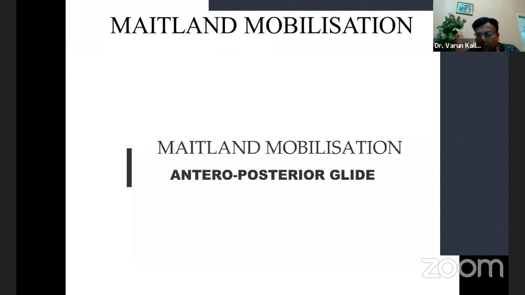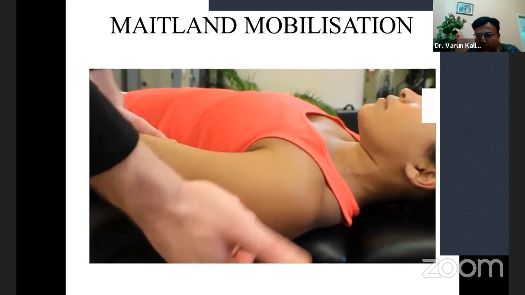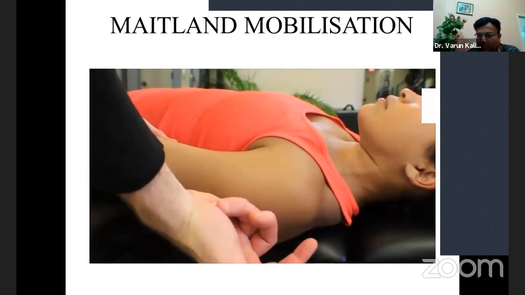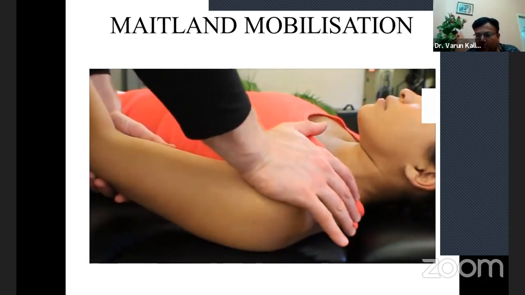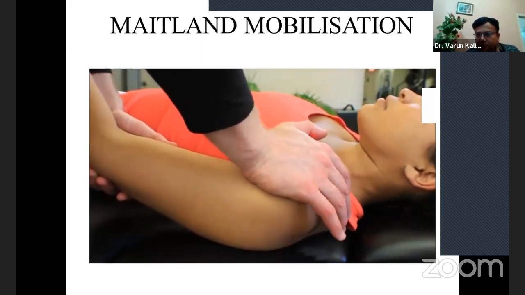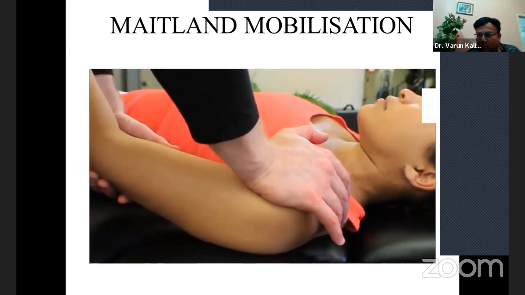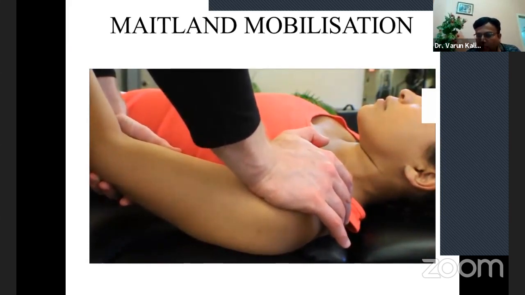So here we will see how we can exactly apply the anterior-posterior glide. The patient is in supine lying and the therapist palpates the greater tuberosity and then places the hypothenar eminence at the greater tuberosity and then gives oscillatory glide at the glenohumeral joint. In this way you can see here. We can give 2 to 3 glides per second for almost 10 to 15 seconds and we can repeat it for 2 to 3 sets.